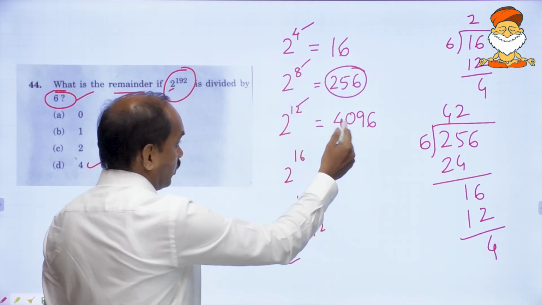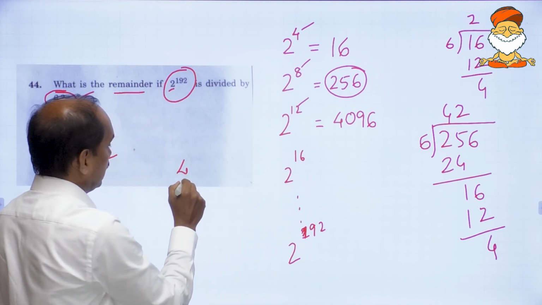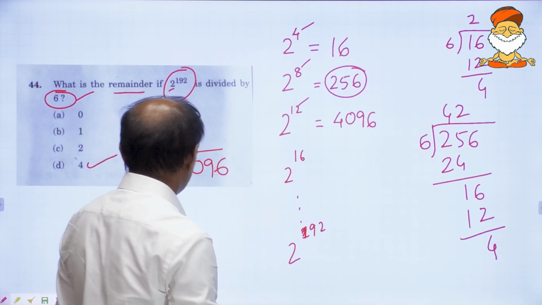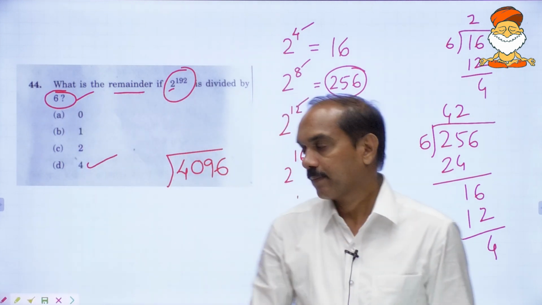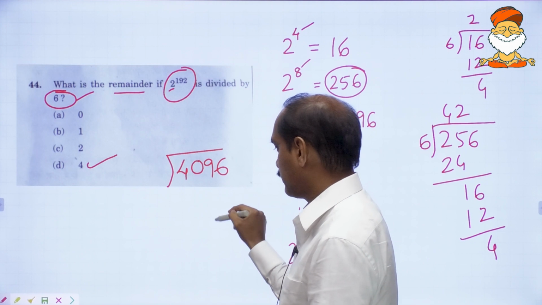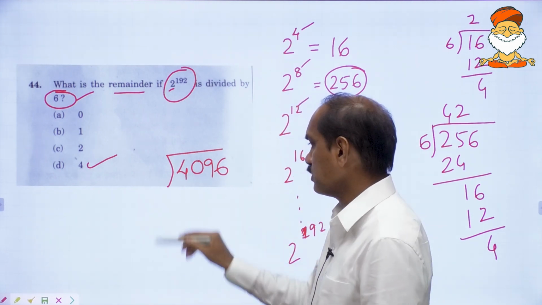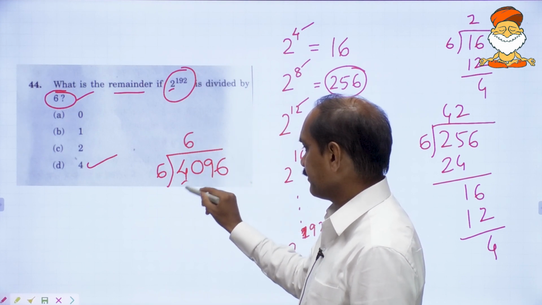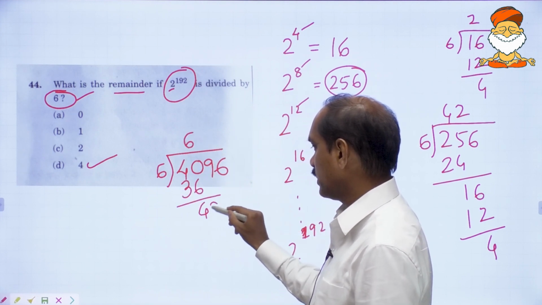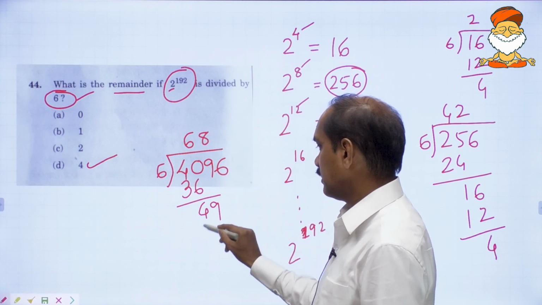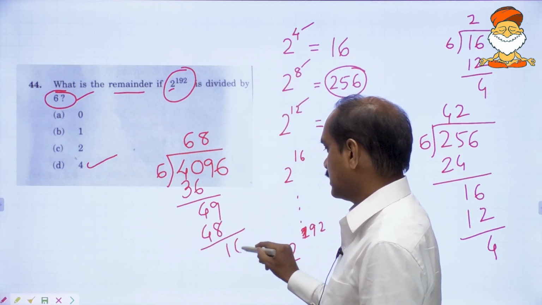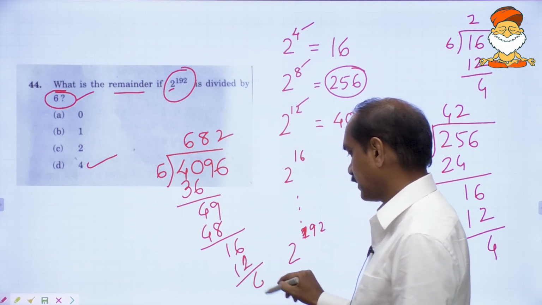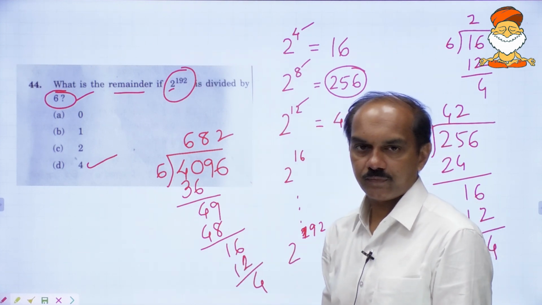There's one more, check out this as well. Then you can confidently mark the last option 4. Check whether you will get again the remainder 4 or not. Divide this number by 6. 6 6s are 36, 6 8s are 48, 6 2s are 12. Every time we are getting the remainder 4.